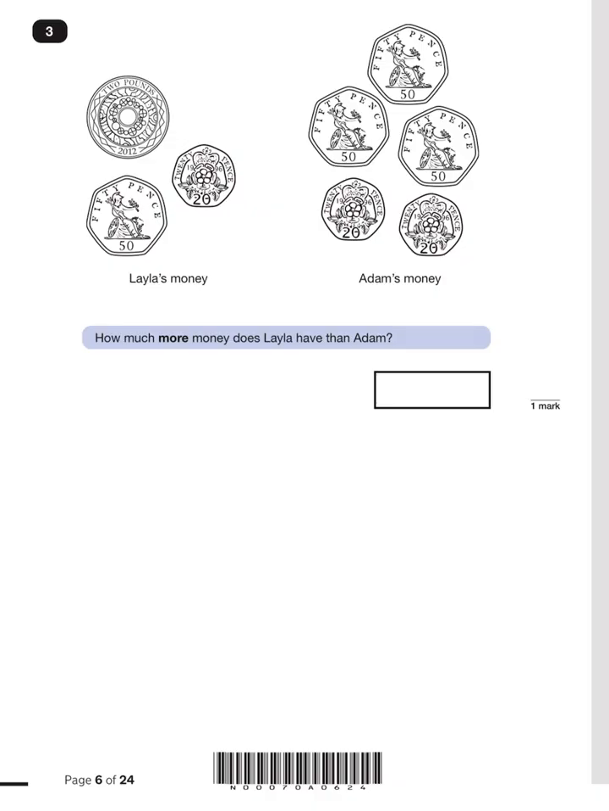Number 3. How much more money does Layla have than Adam? Layla has £2.70. Adam has 50p, 50p and 50p, that's £1.50. £1.50 and 40p is £1.90. The difference between £1.90 and £2.70 is 80p.